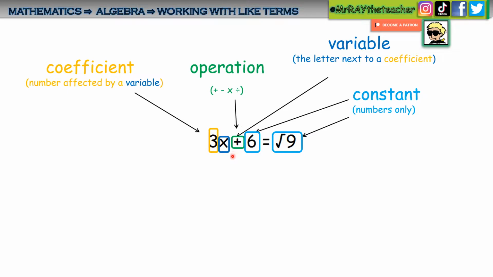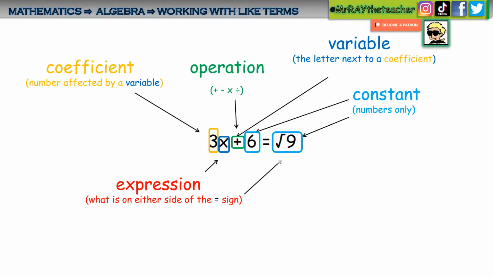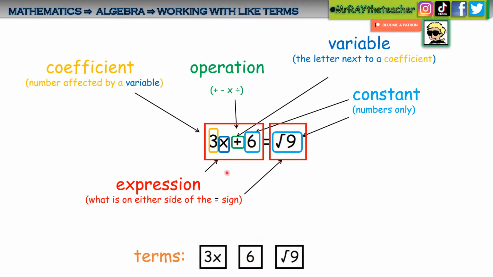And there you go. The constants, they're your numbers only. They have not been impacted by a variable. That's why I put them in blue. And then you have your expression, and that goes on either side of the equal sign. So here, and there's our red boxes. We have our terms, and we play with these figures. So the 3x, the 6, and the square root of 9. And we have the equation, which is the whole thing.